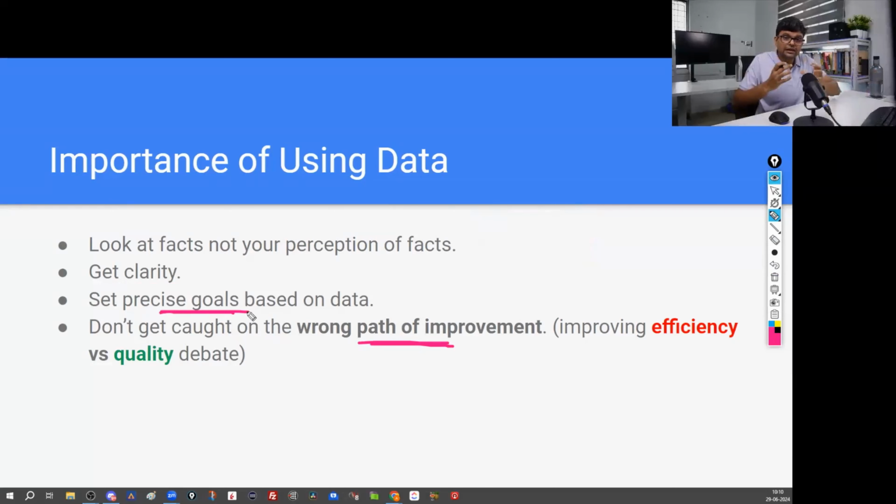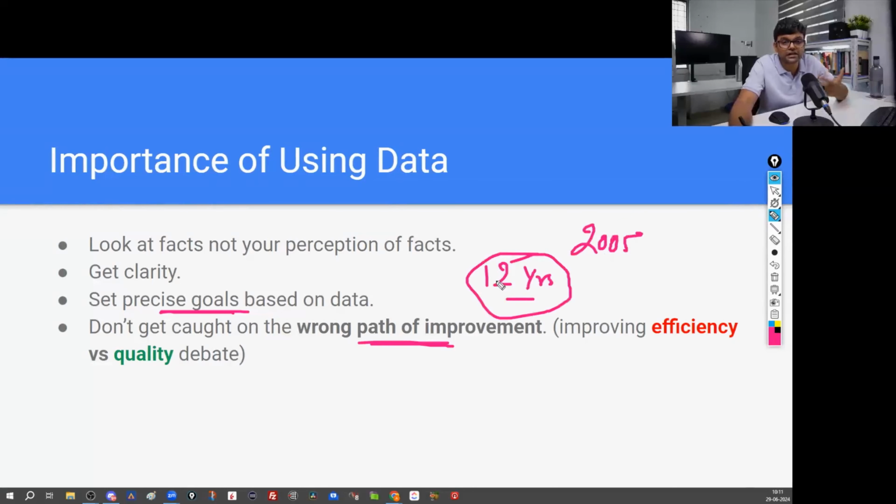If you end up trying to improve the wrong part of your trading, you will be putting in enough effort to burn out in a short period of time, but you won't get any results. And I did this for roughly 12 years. I started trading in 2005, but it was not until 11, 12 years that I started figuring it out. Why? I was working incredibly hard, but I was on the wrong path. I was putting my efforts in the wrong direction.